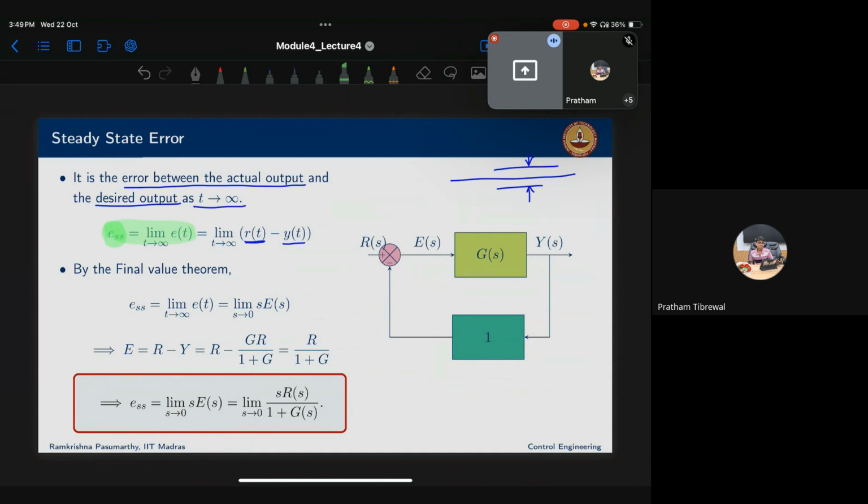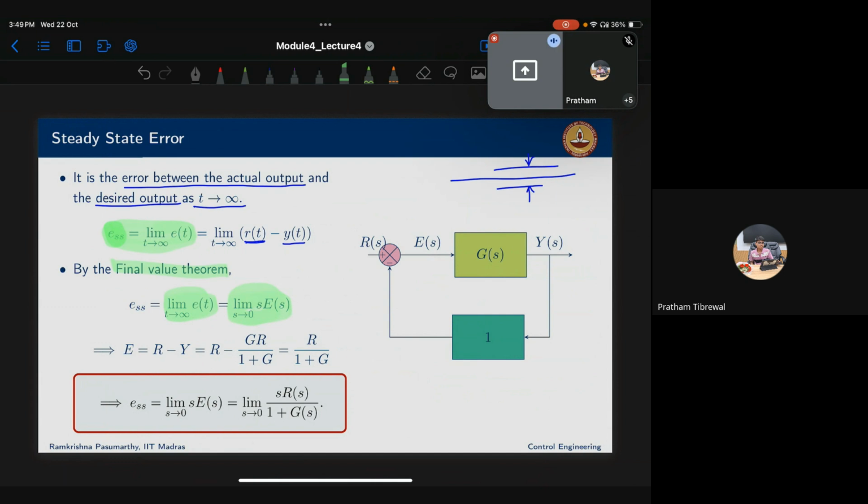So if you see this expression, if you apply the Laplace transform, using the final value theorem we saw in the time domain, the final value theorem says that in the Laplace domain, you can multiply s with E of s, with s tending to 0.